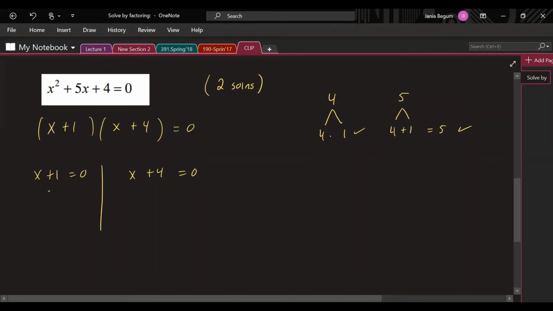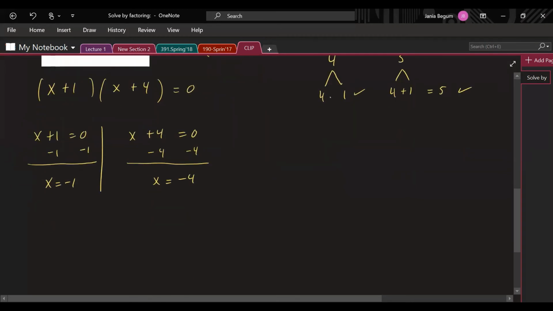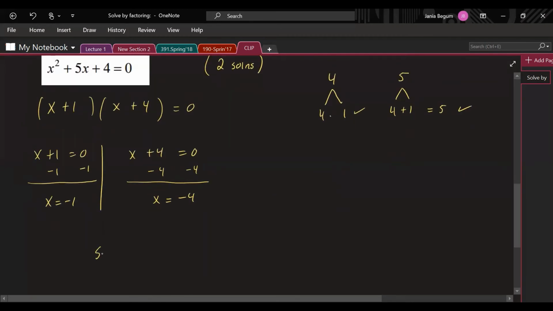First one, we subtract 1 from both sides. That would give us x equals negative 1. And the second one, we subtract 4 from both sides. So that would give us x equals negative 4. So there you go, you have two solutions. Our solutions are x equals negative 1, negative 4. So again, two real solutions.